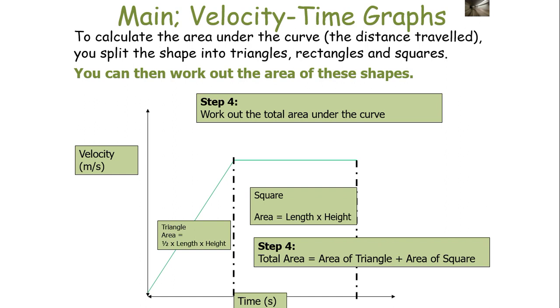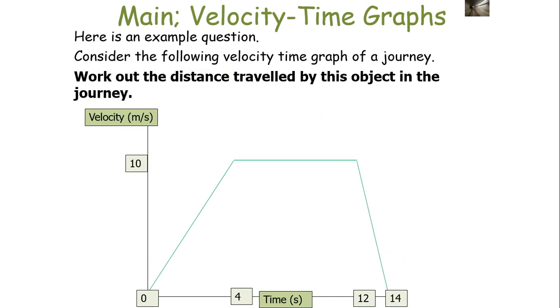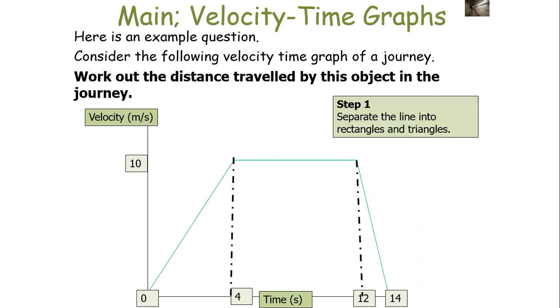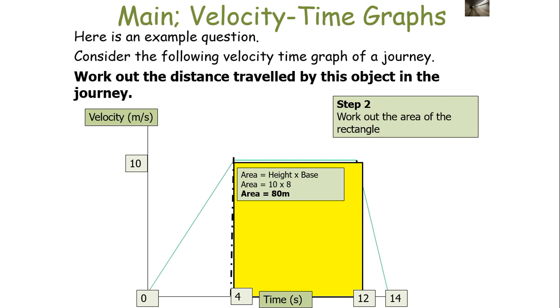Here's an example question we can work through together. The question might ask you to work out the distance travelled by this object in the journey. The first thing you do is separate your area into rectangles and triangles. You work out the area of the rectangle, which is height times base. In this instance, the height is 10 and the base is 12 minus 4, which is 8.